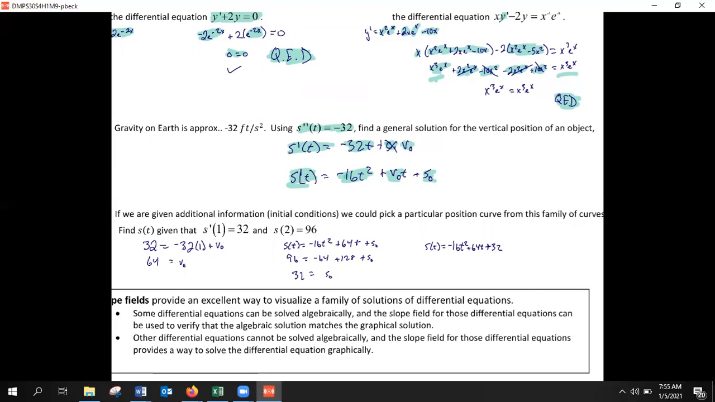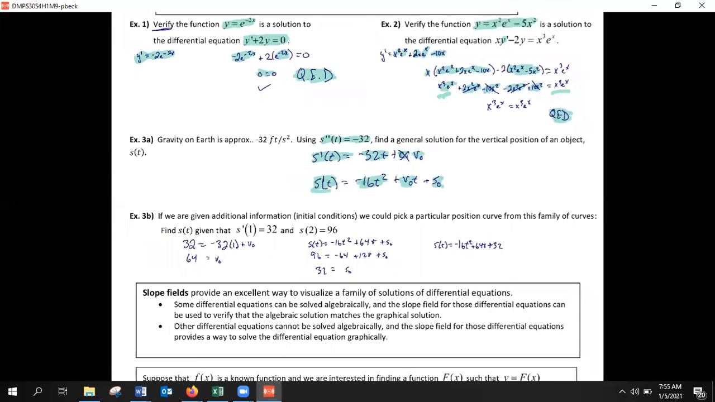So then if we have additional information, we could find the particular solution to the family of curves. What I mean by that is that if we have a function that we're working with and we take the integral, we always have that plus c. That plus c says it could be anything.